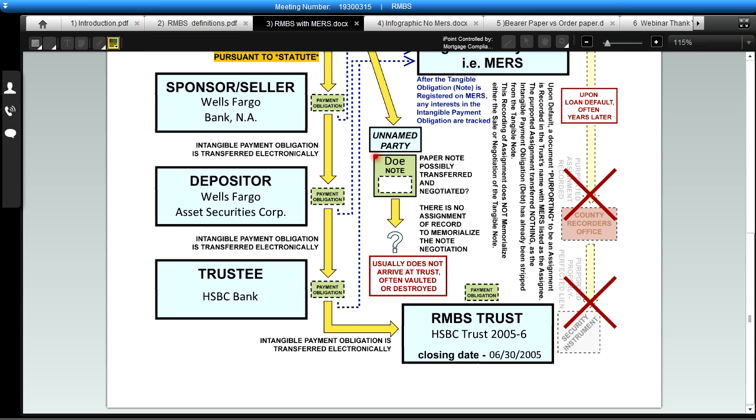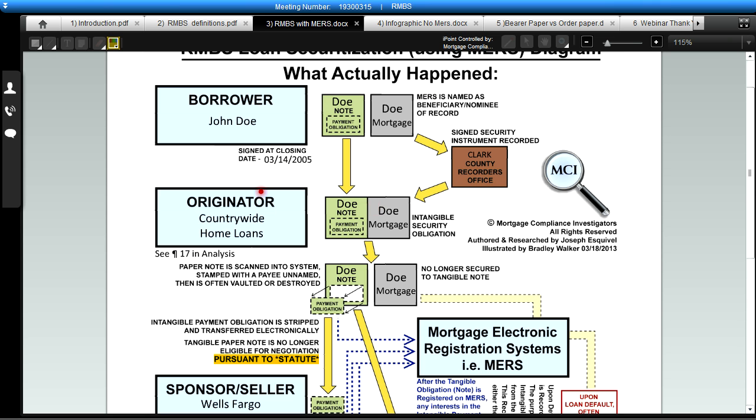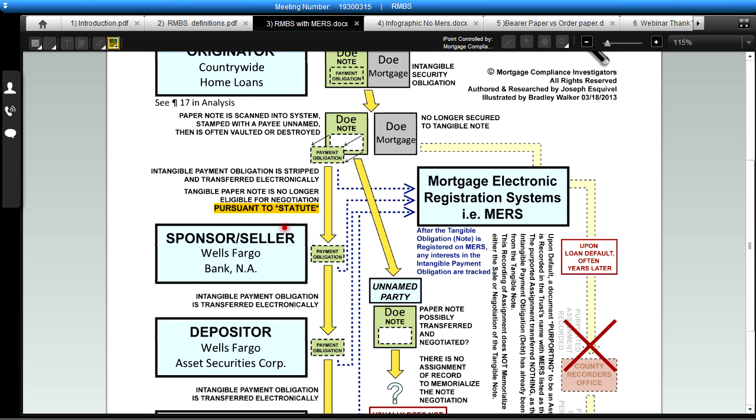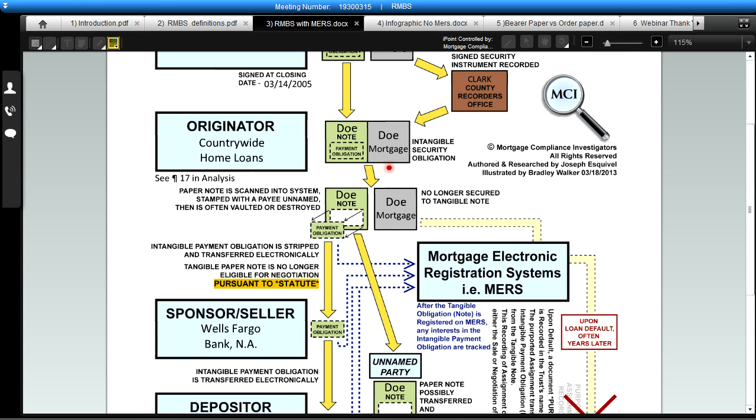So if party A, the originator, were to sell the note to party B, at the same time he sold this tangible promissory note, it would have included this payment obligation, and they would have released the interest that they had in the mortgage and then assigned it, and they would have had an assignment go to the county recorders listing the sponsor seller as the new party to the Doe mortgage, thus perfecting the payment obligation to be with the Doe note.